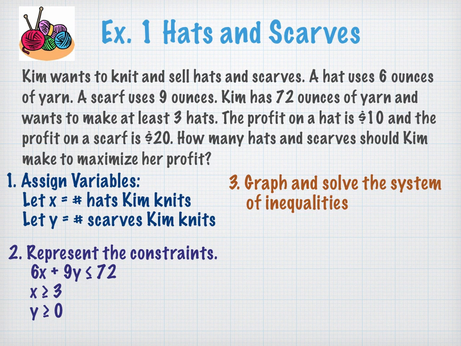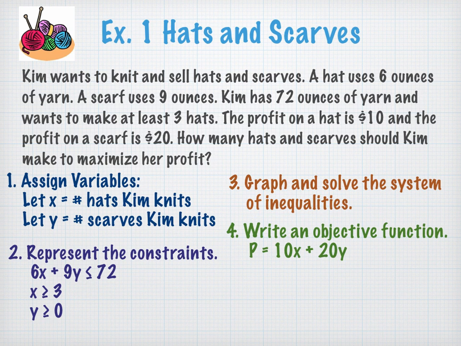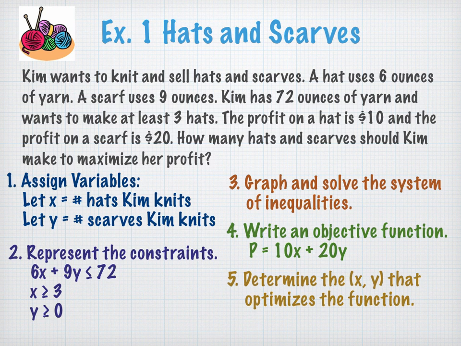And what we're going to do is take those inequalities we just wrote, graph them, and solve the system. We'll write an objective function, which will be the profit function. So P equals 10 times x plus 20 times y, representing the profit she makes from x hats and y scarves. And then once we graph and solve the system of inequalities, we'll determine the x, y that optimizes the function. So we'll get some practice with this problem.